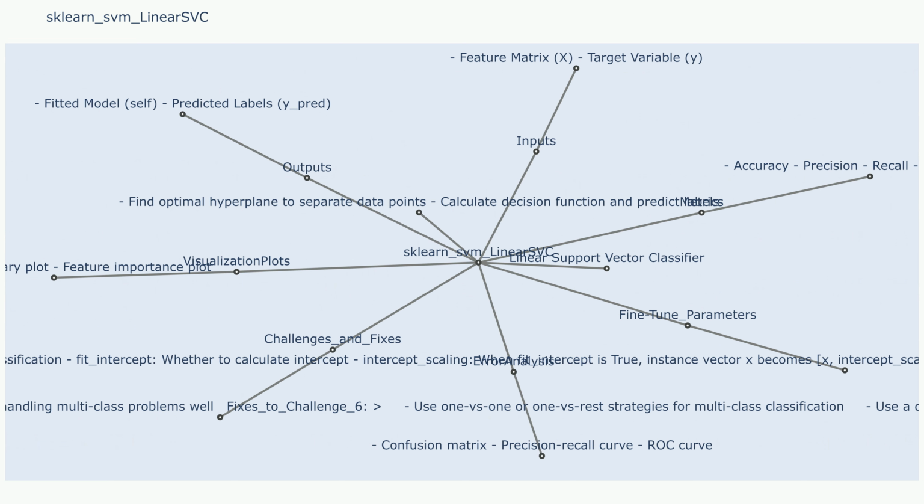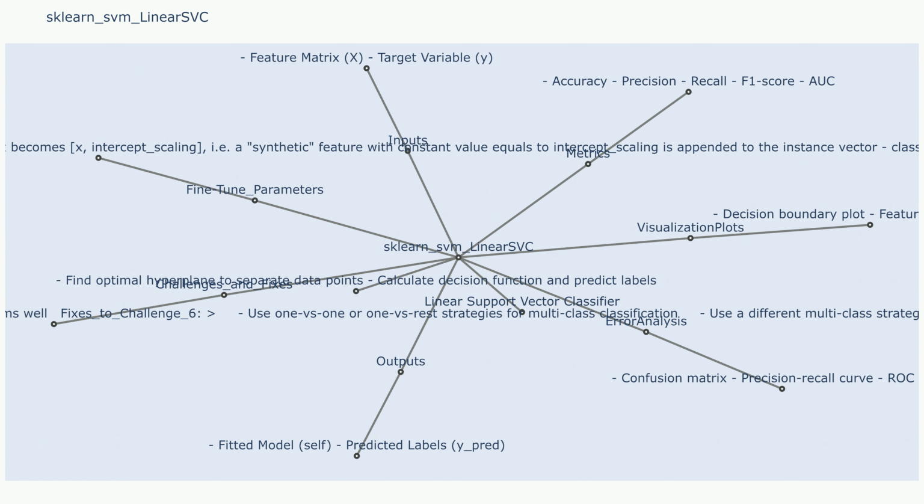Loss: the loss function used for optimization, either squared hinge or hinge. Squared hinge loss is more sensitive to outliers, while hinge loss is more robust. Dual: whether to use the dual formulation of the optimization problem. Dual formulation is more efficient for large datasets with many features, while primal formulation is more efficient for small datasets with few features. Tol: the tolerance for stopping the optimization algorithm.